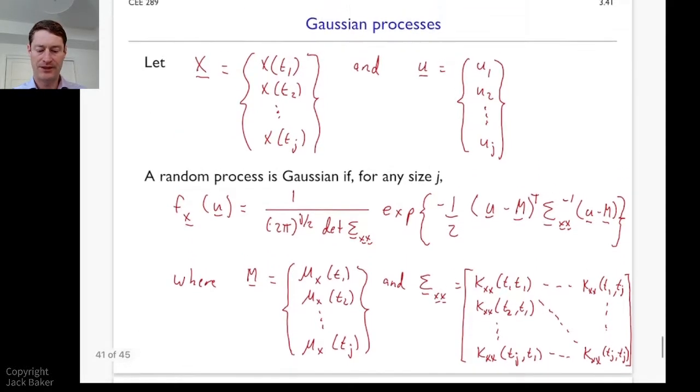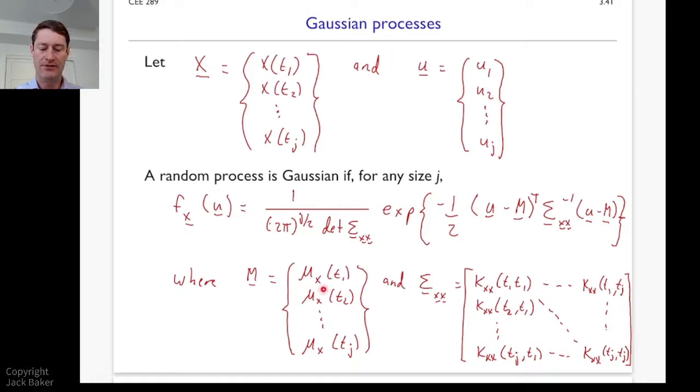Okay, so what's this saying, kind of big picture? We're saying that if we take x, the stochastic process, and we look at j points in time, the joint distribution of the process at those j points in time is multivariate normal, because it's got this multivariate normal PDF. And further, we can specify that multivariate normal PDF if we have the mean function for x, which we evaluate at the j different points in time, and if we have the covariance function for x, which we evaluate at all the j squared combinations of time indices that we're interested in.